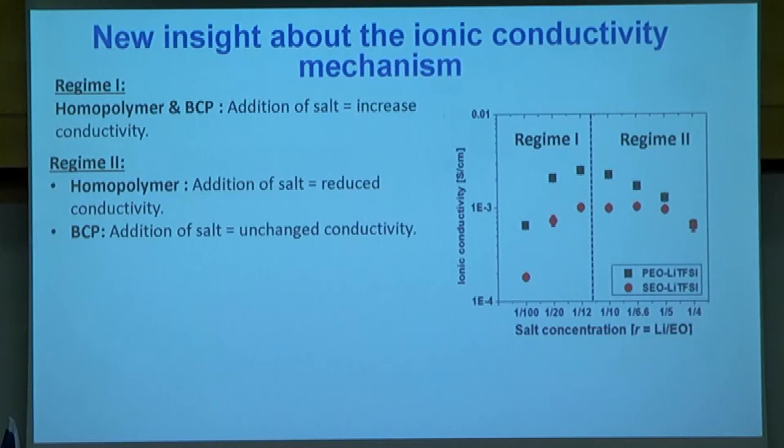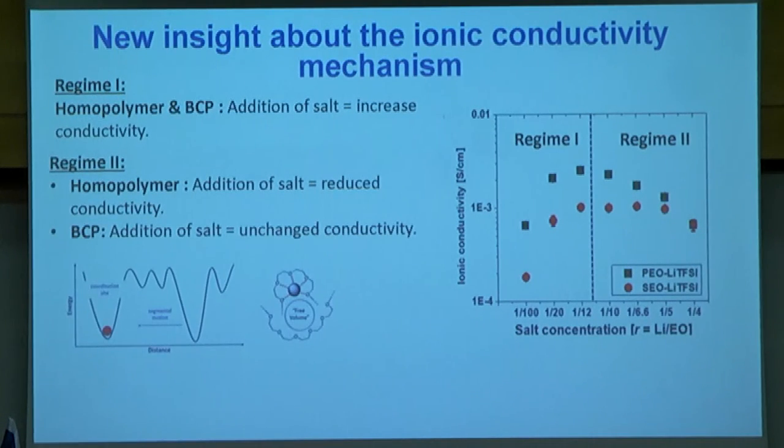But what happens at higher salt concentration is that for the homopolymer, as with solution, as with most electrolyte systems, you add salt and you get to a maximum and it goes down. However, with the block of polymer, you see it stabilize. And the only proposal I can think of is that it depends on the ionic conductivity mechanism. And that's really, I think, can show why this method is so important, because it also explains how PO is behaving. So you can see that the dashed line is really between 1/12 and 1/10. That's how much lithium per oxygen you have.